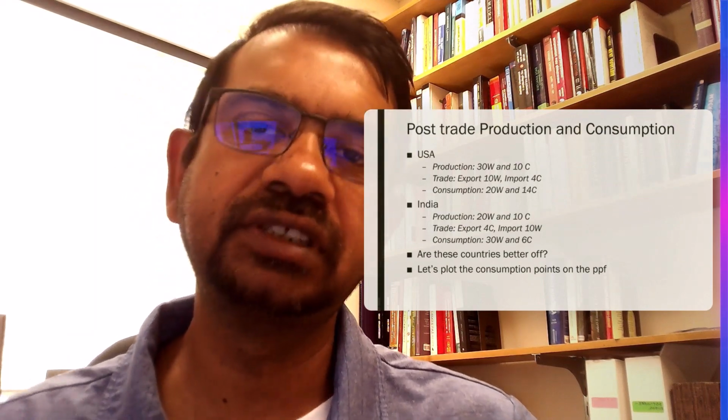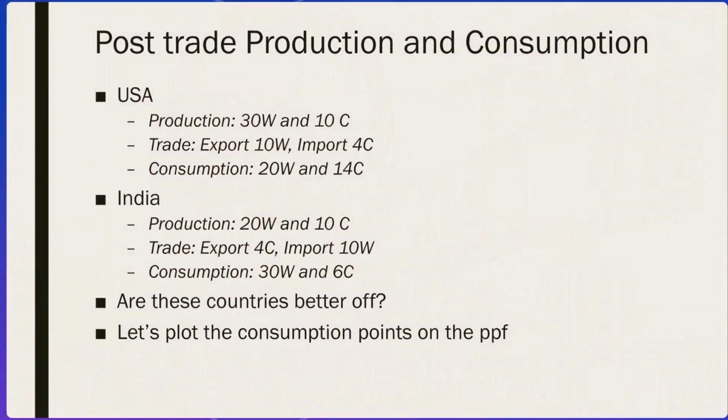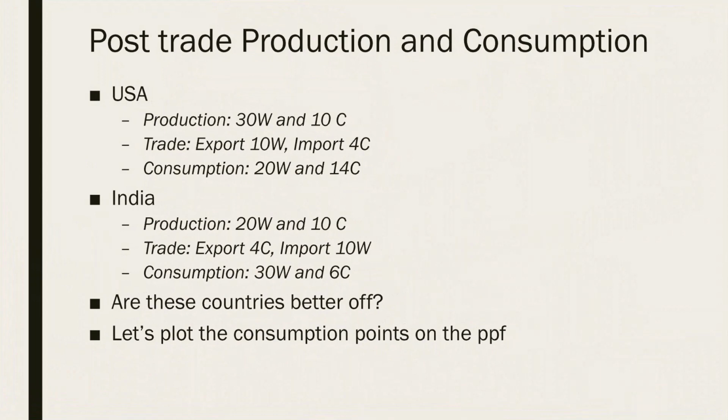We see that we are still devoting half our resources towards wheat and half towards computers in both these countries. So with that, production of computers in the US is 10 and production of wheat is 30 units. Then the US is exporting 10 units of wheat and importing 4 computers. So US consumption of wheat now is 20 and their consumption of computers goes up to 14.